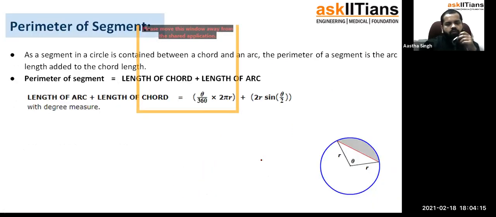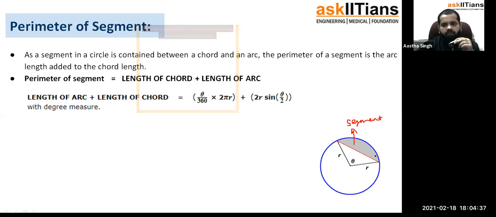So now we'll move forward to the perimeter of a segment. Guys, your segment is basically this gray area. I have already told you that whenever you have to calculate the perimeter of any body, just be at a single point and revolve around the body. In this case, this is the segment, so just walk through it.